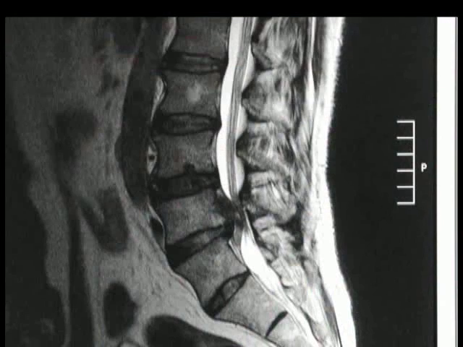This is an MRI scan demonstrating a very large disc herniation. It's what's called the L4-5 level. This is a lateral or side view of the lumbar spine.